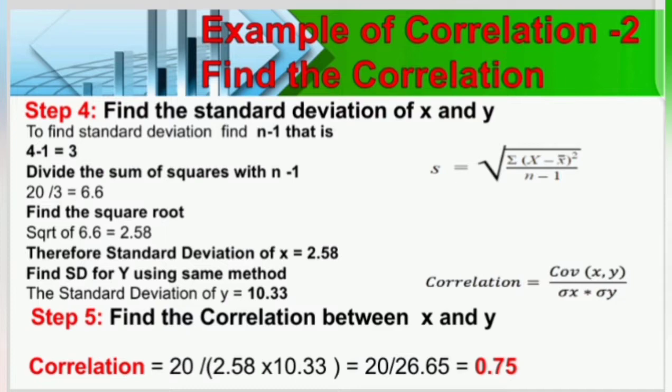Step number 5, find the correlation between x and y. Correlation is equal to covariance divided by the standard deviation of x multiplied by the standard deviation of y. So it is equal to 0.75.